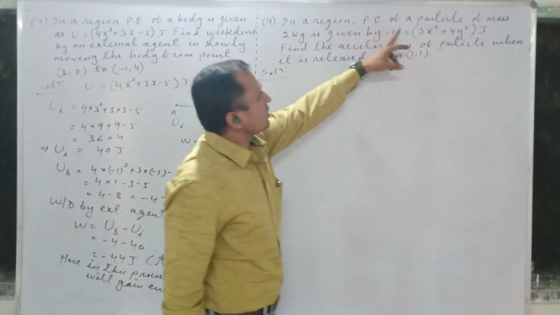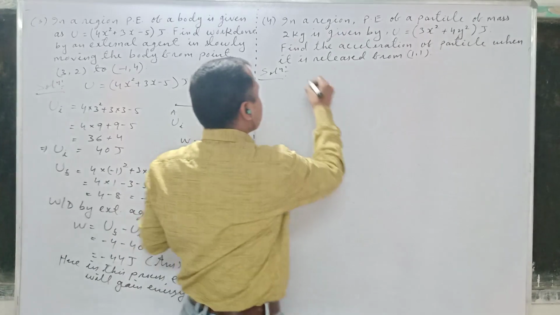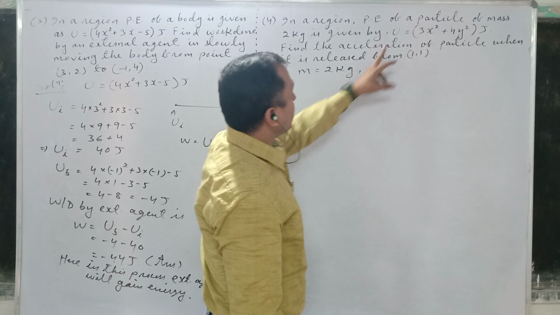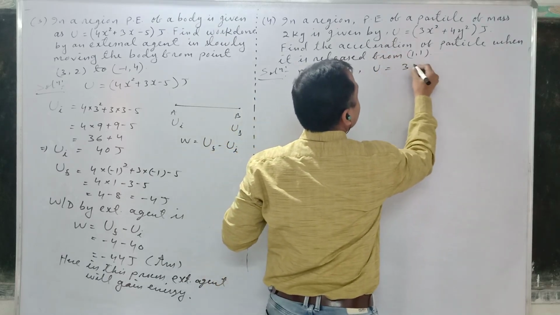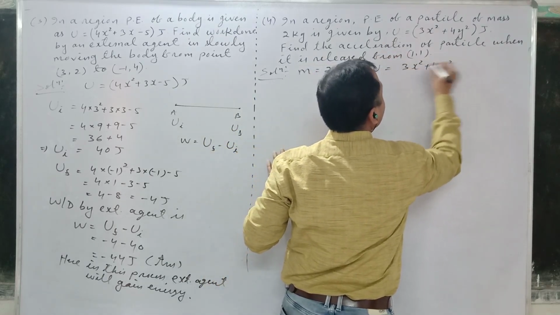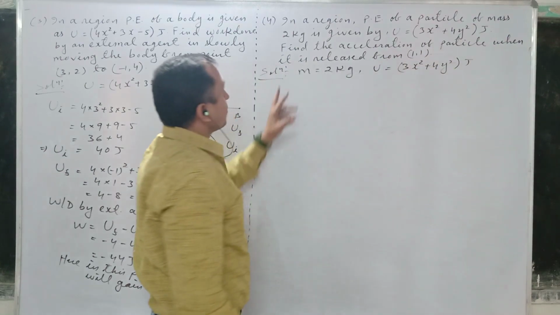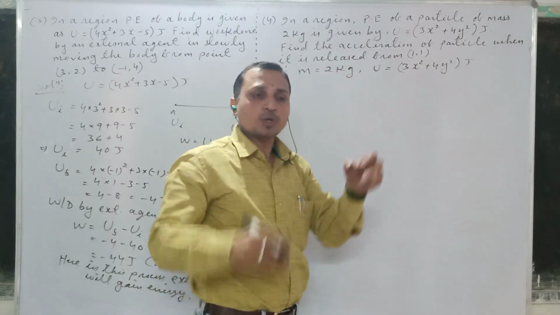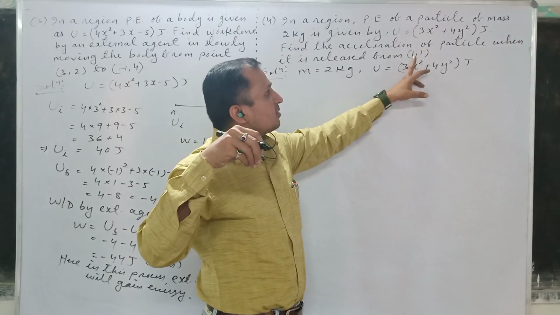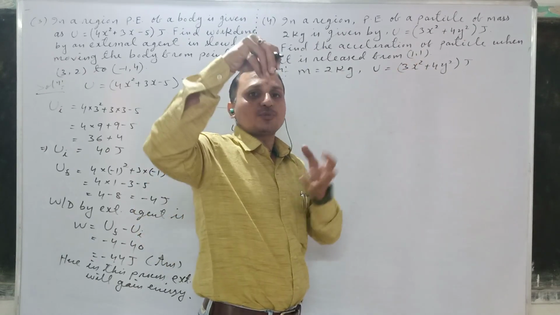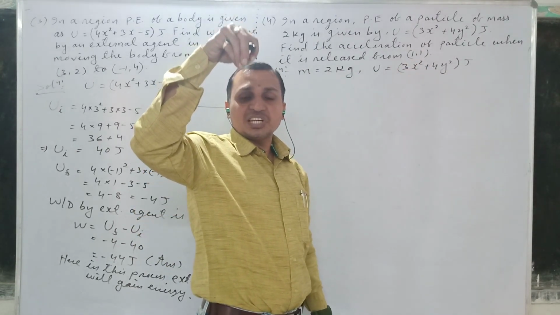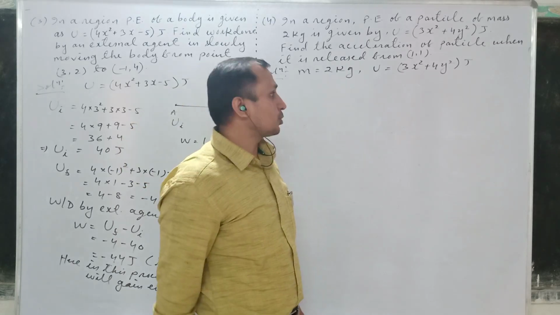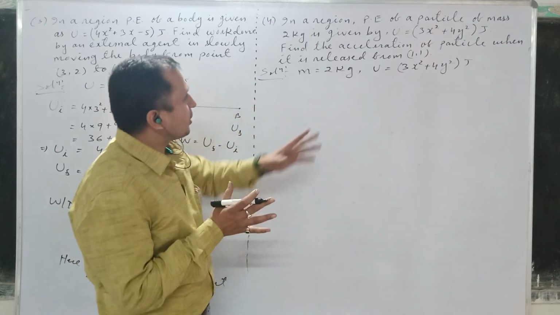Here in a region, potential energy of a particle of mass 2 kg. Mass of the particle is given, that is 2 kg, and potential energy is also given, that is 3x square plus 4y square joule. And again I have to find the acceleration of the particle when it is released from (1, 1). One point is there, (1, 1), coordinates are given for that particular point, and from the point (1, 1) when we release that particular particle, then what will be the acceleration of that particle, I want to find out. And to find the acceleration, the given parameters are given.